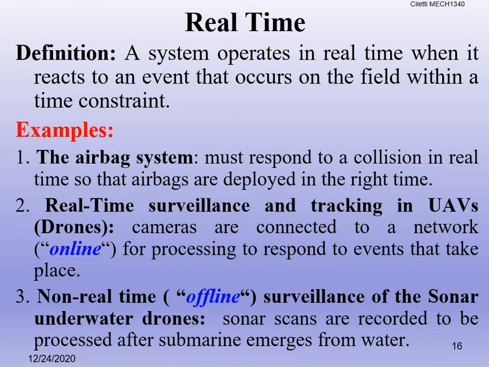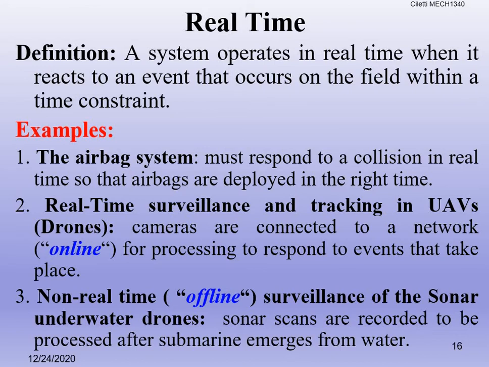Real-time tracking and surveillance: cameras connected to the network, processing to respond to events that take place. If you've got drones flying around and they need to react to what's going on the ground, you need real time. You don't want like a 5-minute lag on the signal.